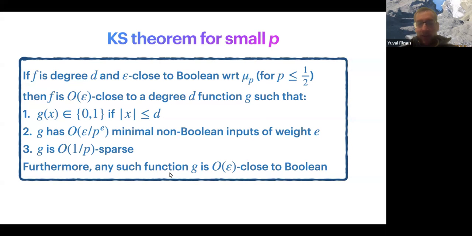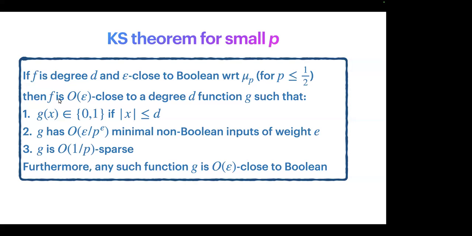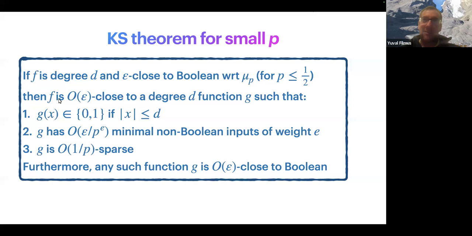Well, it depends. The conclusion is what I want. What I wanted was to find an explicit set of functions, for some definition of explicit, such that any function f satisfying this is close to one function from this list, and moreover, all the functions from this list are themselves close to Boolean. I see. Okay, so this is what I wanted.